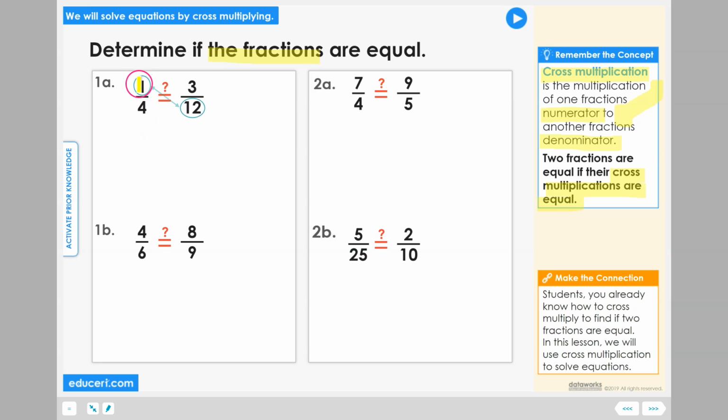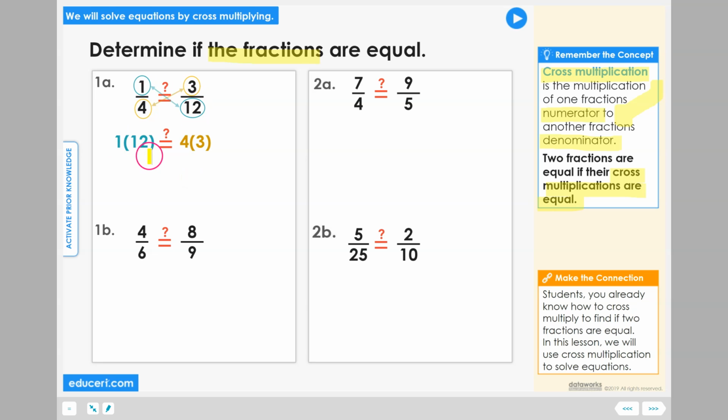The numerator 1 will multiply to the denominator of the other fraction 12. We can write that over here as 1 times 12. And we're going to check the other cross multiplication. The denominator of 4 will multiply to the numerator 3, 4 times 3. If these multiplications are equal, then these two fractions are equal.